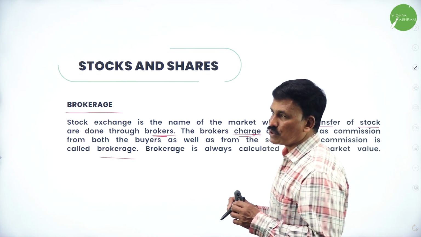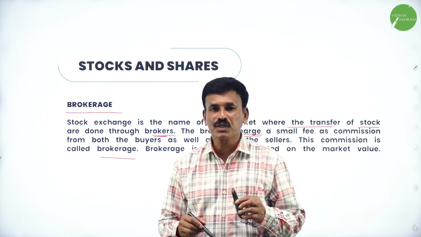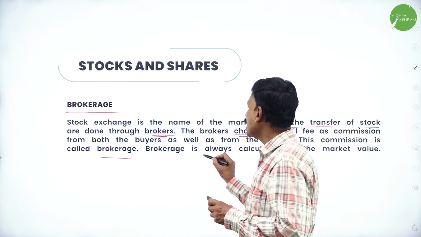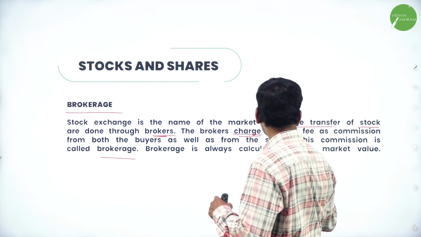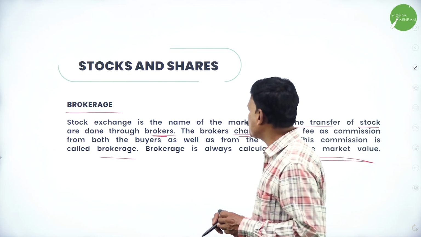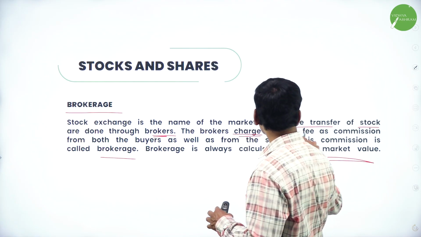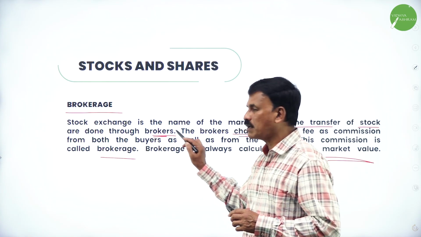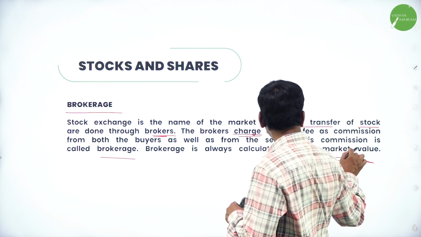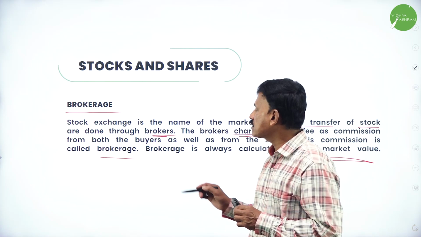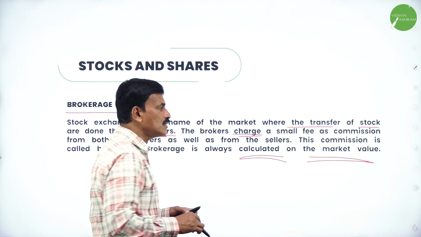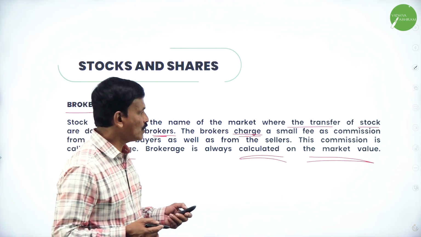So the amount which they get from the sellers and the buyers is called the brokerage, and the brokerage is always calculated on the market value. That is, the brokers charge a small fee as commission from both the buyers as well as the sellers. This commission is called the brokerage, and it is always calculated on the market value.